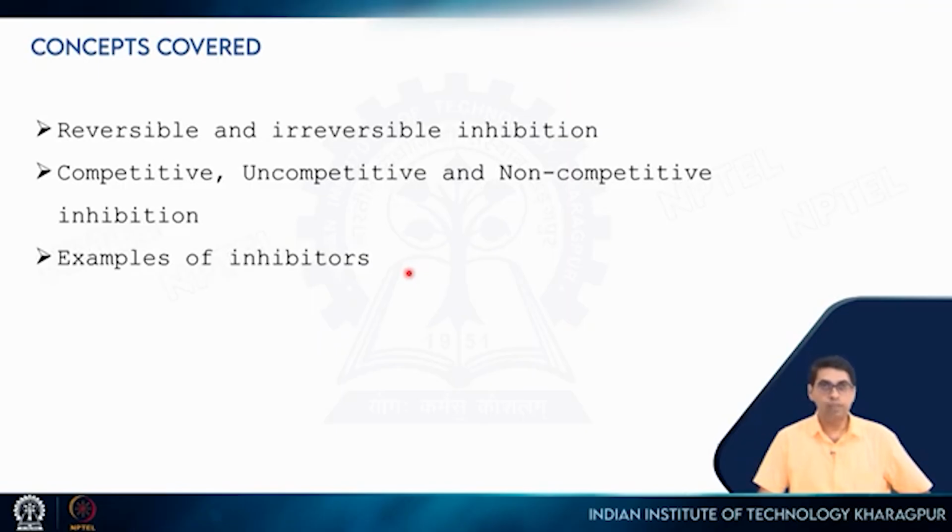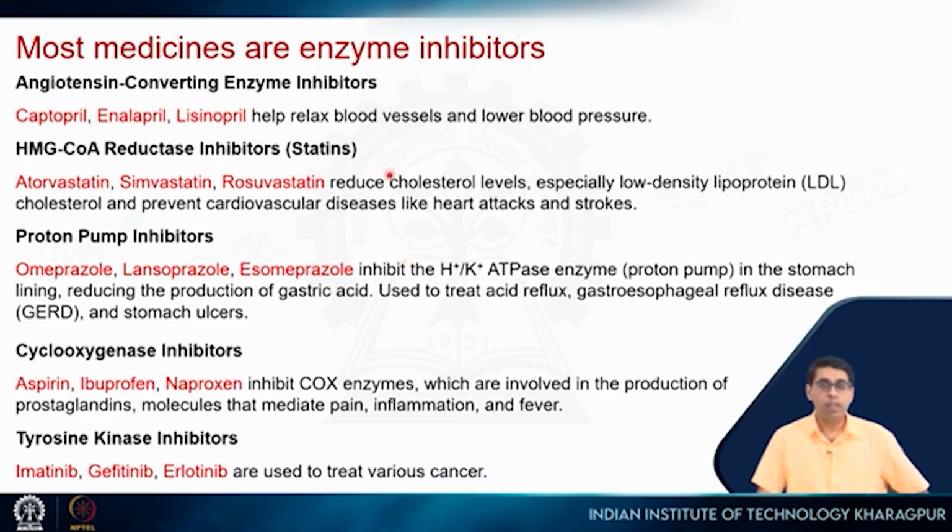of inhibitors. Inhibitors are very important, and it turns out that most medicines that we take on a regular basis are inhibitors of different types of enzymes. Not all medicines are inhibitors, but most of them are, and I have listed a few examples here. For example, angiotensin converting enzyme inhibitors are captopril, enalapril, lisinopril, right? These are medicines which help relax the blood vessel and lower blood pressure.